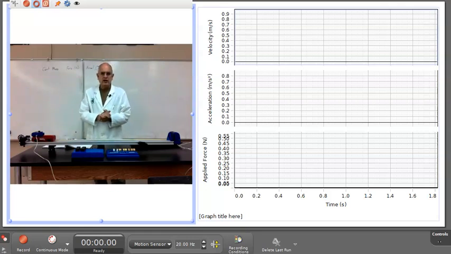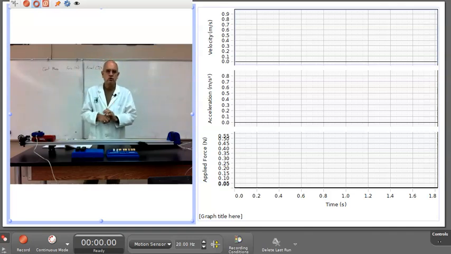All right, quick little recap. In lab number 3, we introduced the concept of force, how to measure it, and that it was a vector quantity. We also saw in lab 3 that there is a proportional relationship between the force and acceleration.